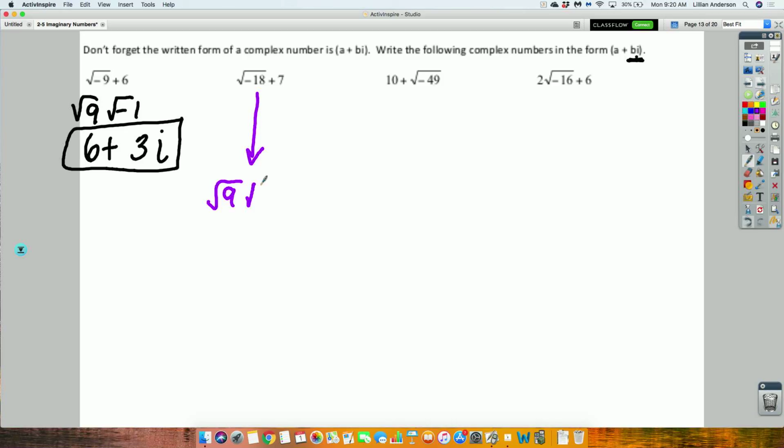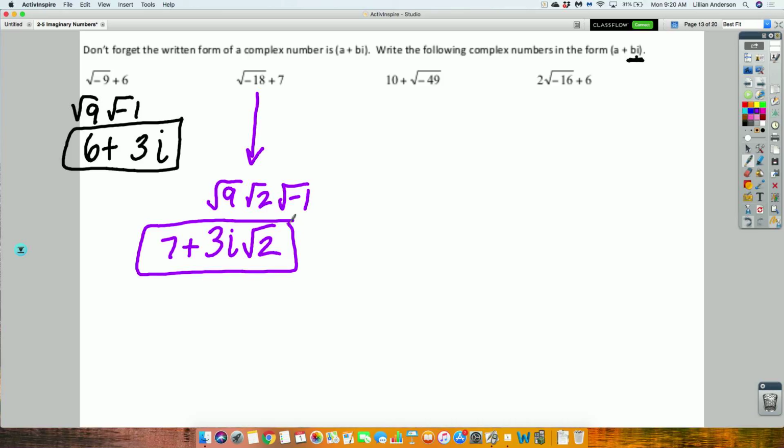9 and 2. There is a -1 in there as well. What's the square root of 9? 3. Square root of -1, i. And then we have the square root of 2 afterwards. That plus 7 goes in the front. So 7 plus... And that's that complex number.